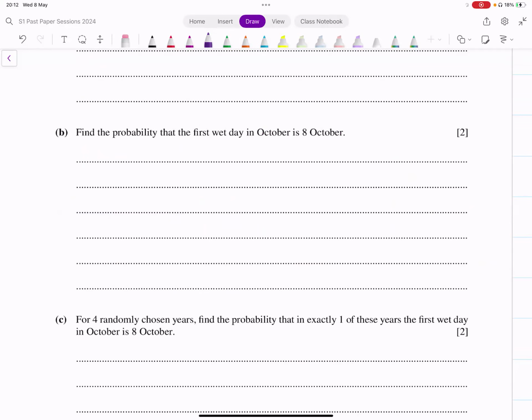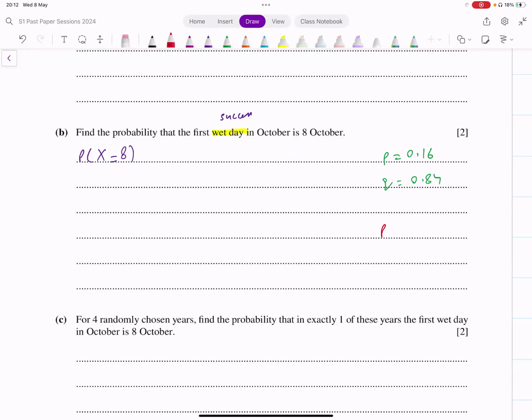Probability of getting your first success on a particular outcome, right? So again, the probability of success is the same as before, because again, we're calling a day being wet a success. So first success, that's what we're looking for. Probability that the first success comes on 8th of October. That means it comes on the 8th day of October. This is what we're looking for.